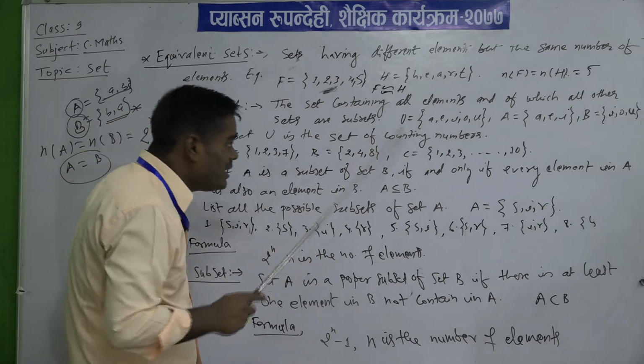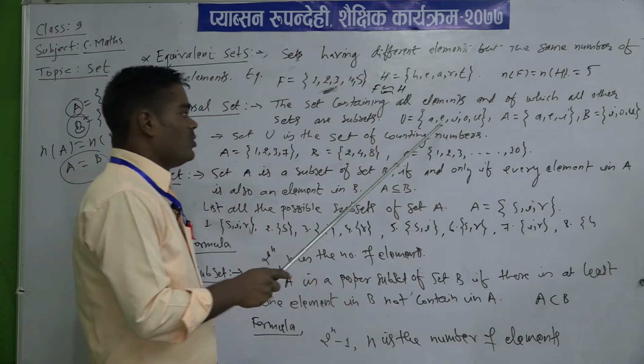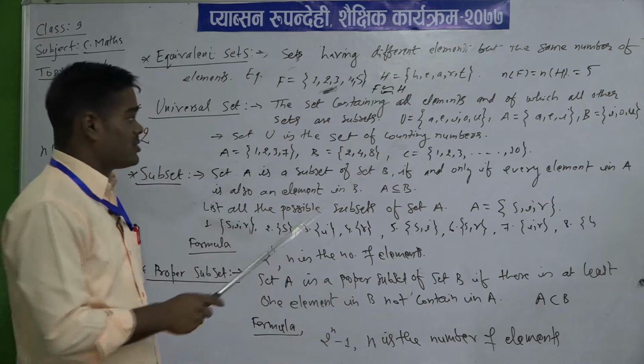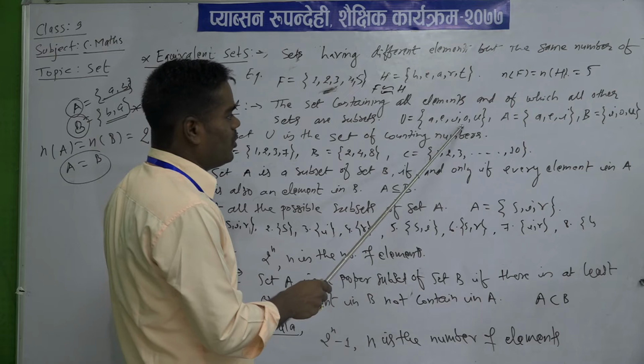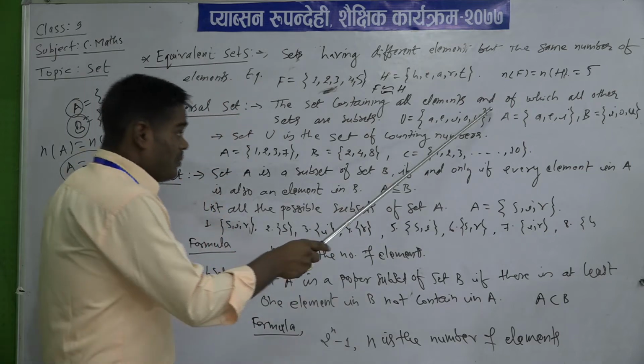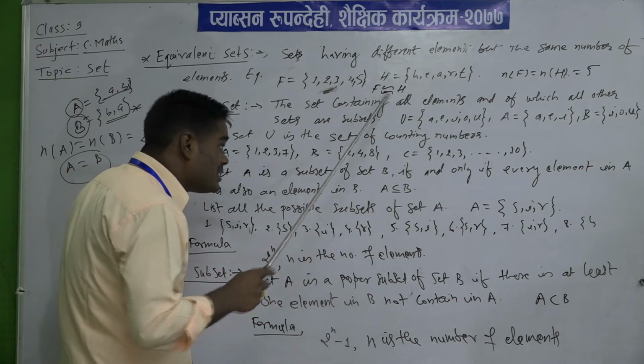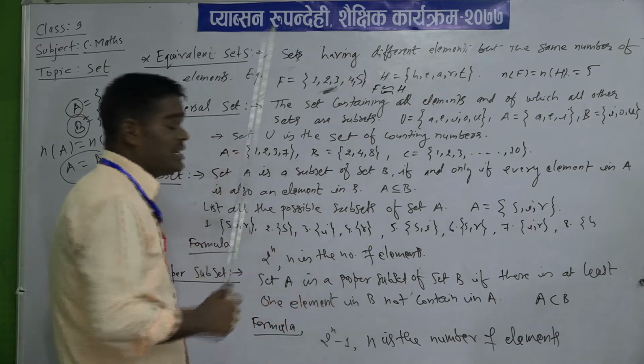I have taken here the universal set as the vowels. So in vowels what are the letters? A, E, I, O, U. For example, I have taken all the vowels as the universal set.